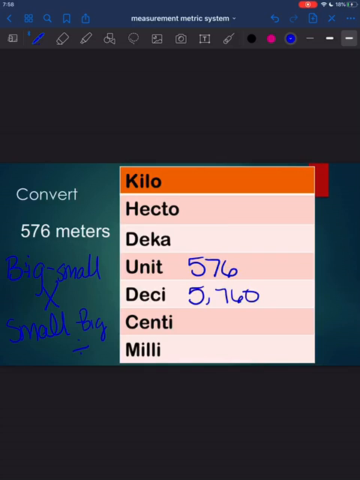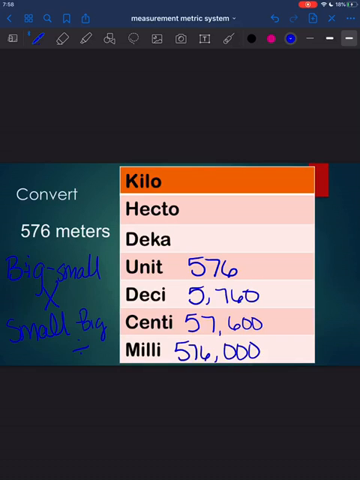Then 576 meters is equivalent to 57,600 centimeters, and 576,000 millimeters. Each time I made the number 10 times bigger because I have smaller units.